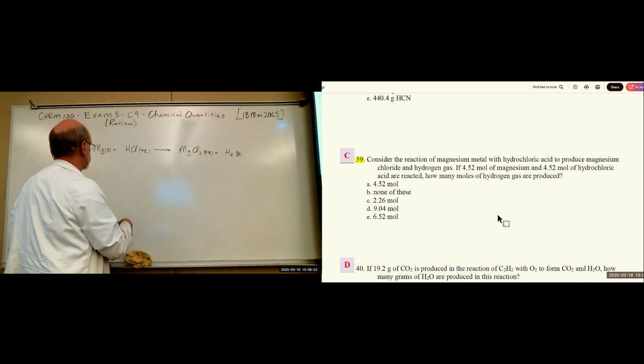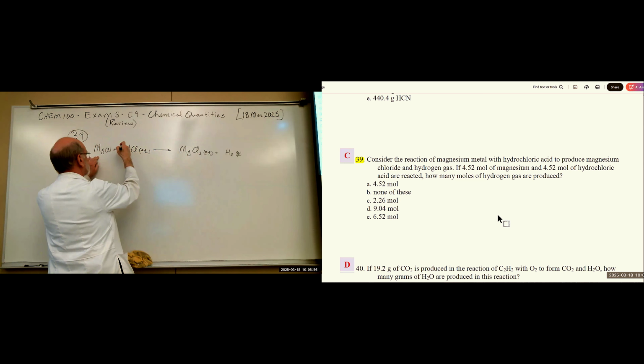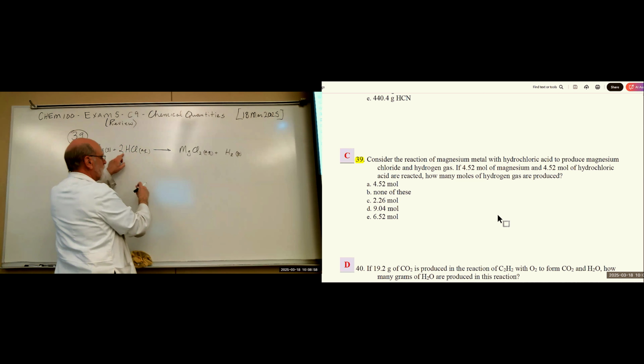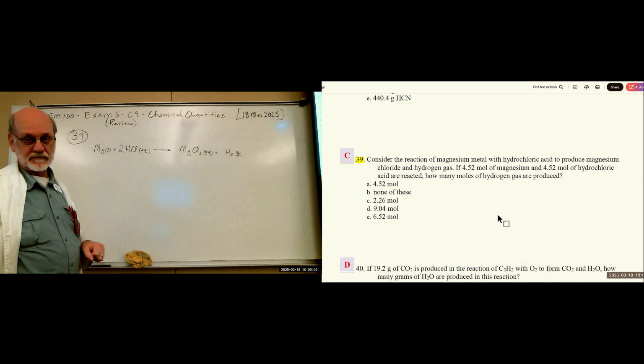Leave hydrogen to last. We got 1 magnesium, 1 magnesium. We need 2 chlorines, 2 chlorines. Now we have 2 hydrogens, 2 hydrogens. That equation is now balanced.